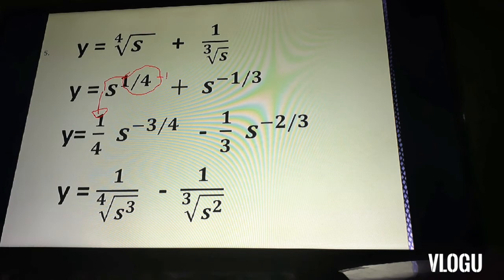Plus we have multiply yung 1/3 dito. Multiply natin yung 1/3 dito. Then that is negative and is positive, kaya po magiging 1/3 s, then negative 1/3 minus 1 equals to negative 2/3.